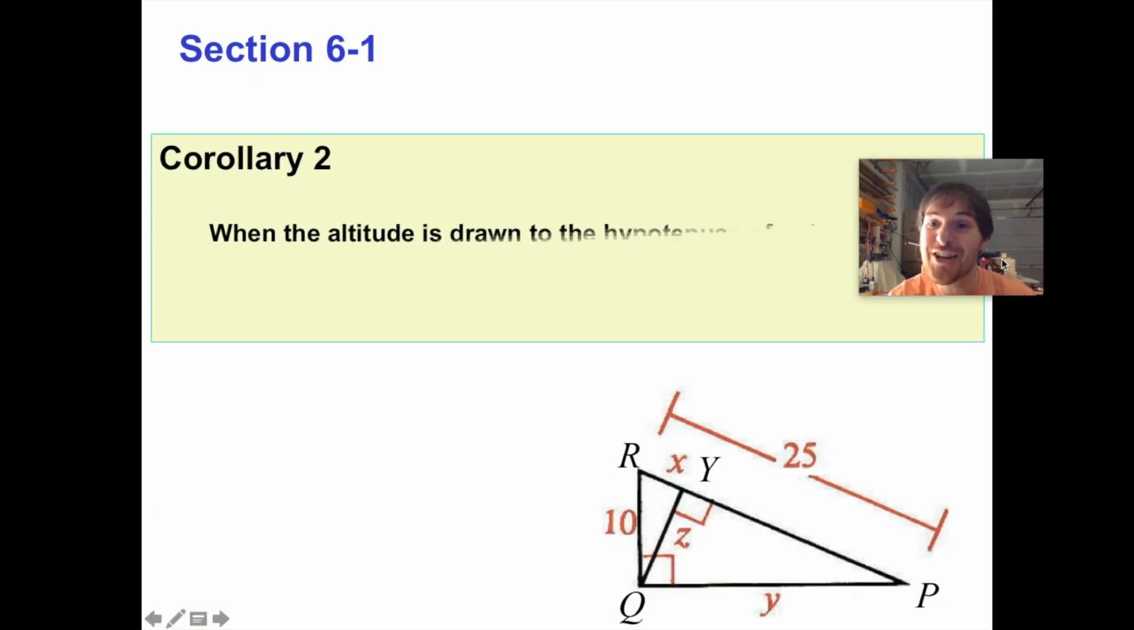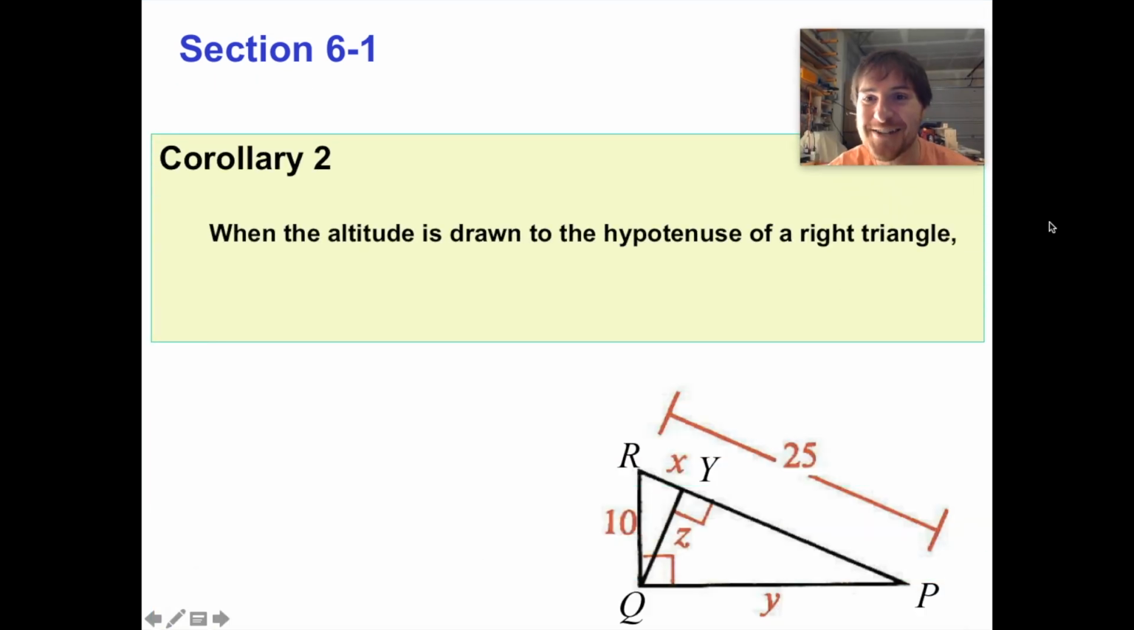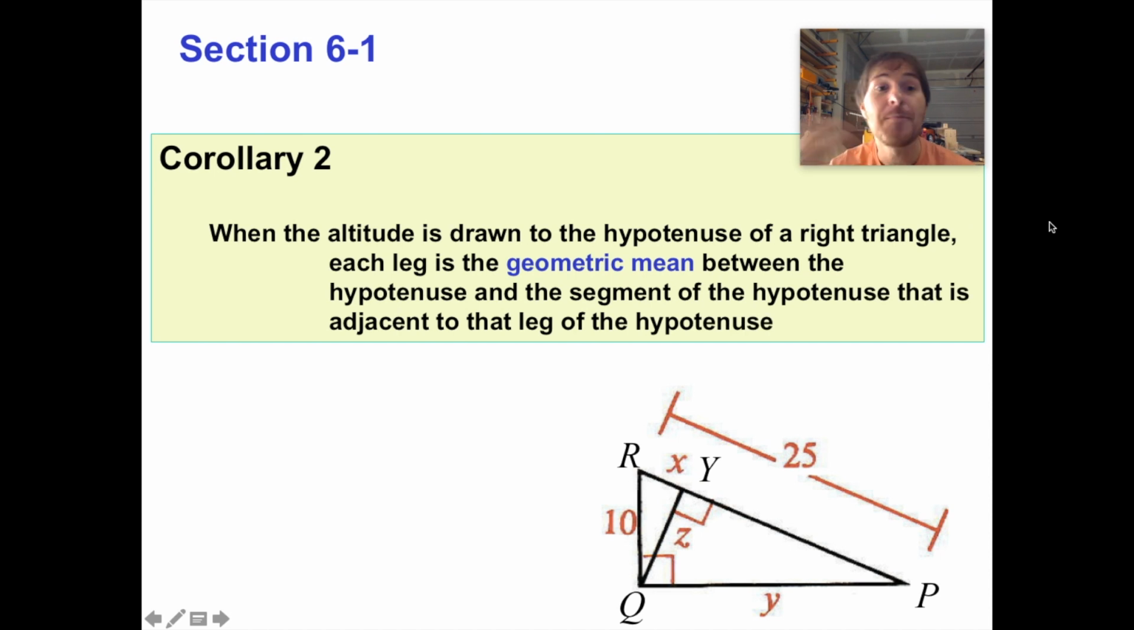All right, so let's get to it, guys. I tried to show this to you in class. I know it's kind of hard to really follow all this stuff here. Here's the corollary.